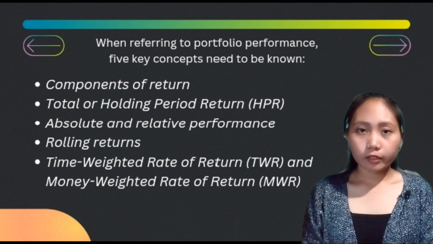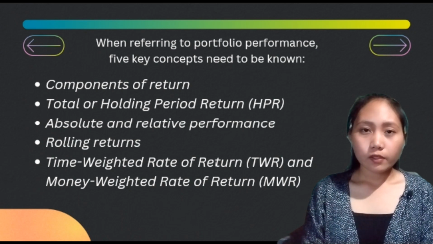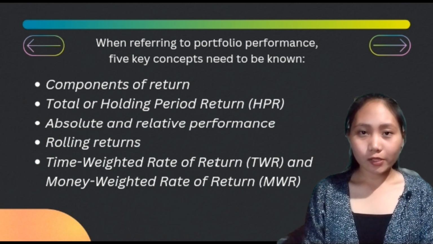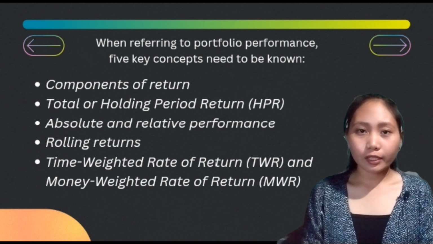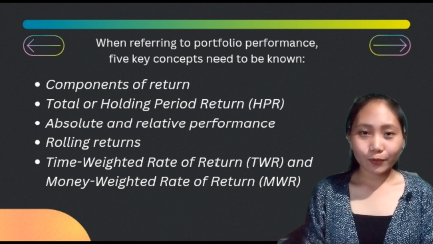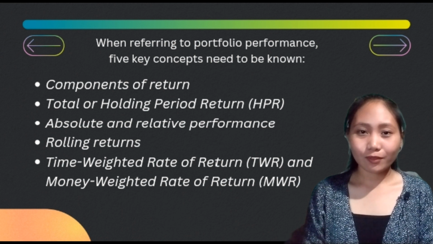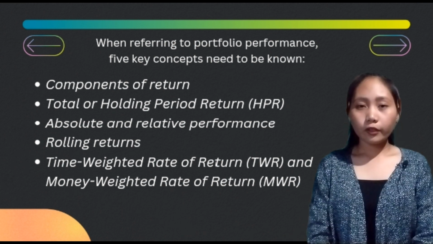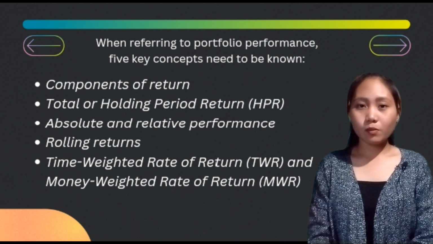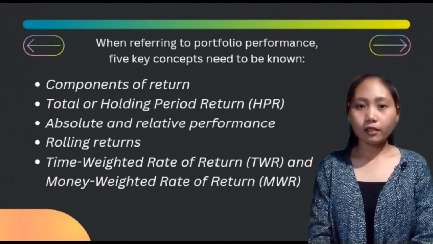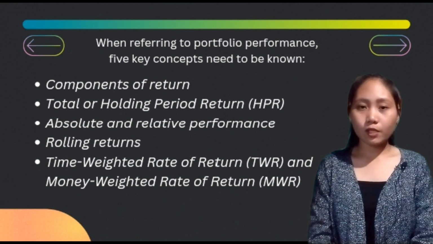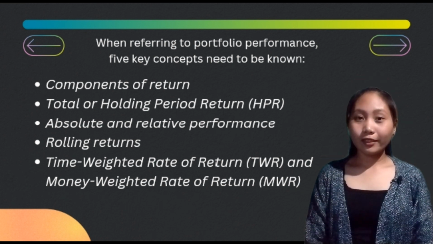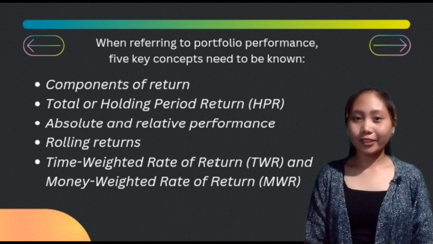Third, absolute and relative performance. Absolute returns are the actual returns on a security or portfolio which can be used to compare it to other benchmarks and portfolios to calculate relative performance. Fourth, rolling returns. Rolling returns measure returns in overlapping cycles, providing a better understanding of an investment's performance at any point in time. Fifth, time-weighted return and money-weighted return.